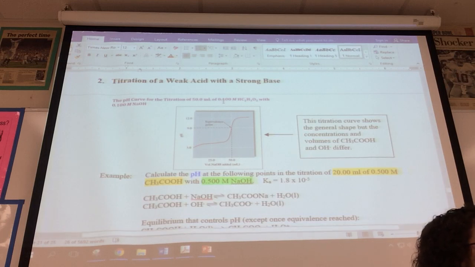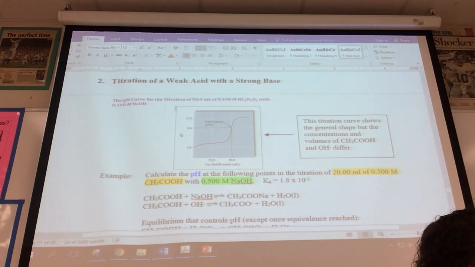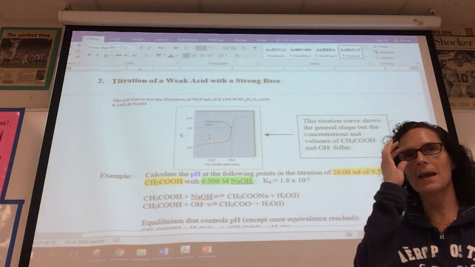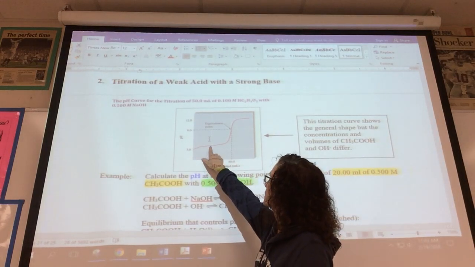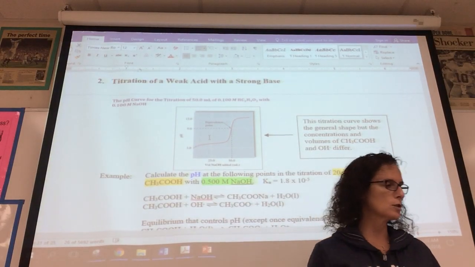Also, if you have 50 mils of 0.1 molar acetic acid, how many millimoles of acetic acid do you have? 5. So how many millimoles of base will you need at the equivalence point? 5. So if they have the same concentration, what will be the volume at the equivalence point of the strong base? 50 is correct, and this will be the half neutralization point. And what you'll see with a weak acid and a strong base is that at the half neutralization point, pH is equal to pKa, and it'll be very easy to determine.